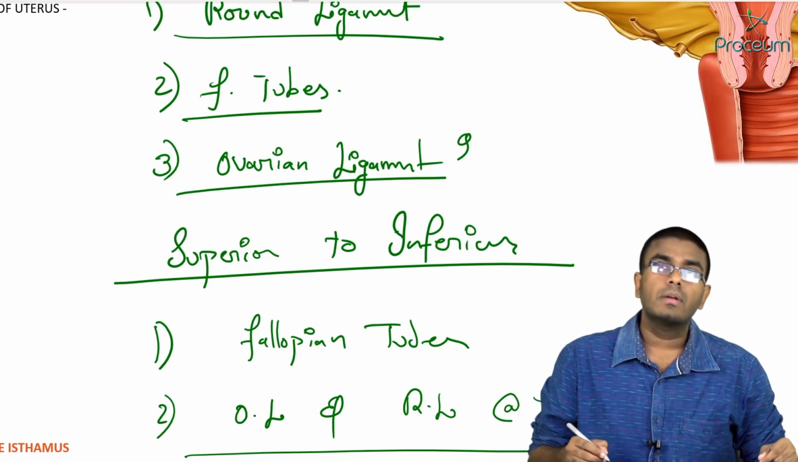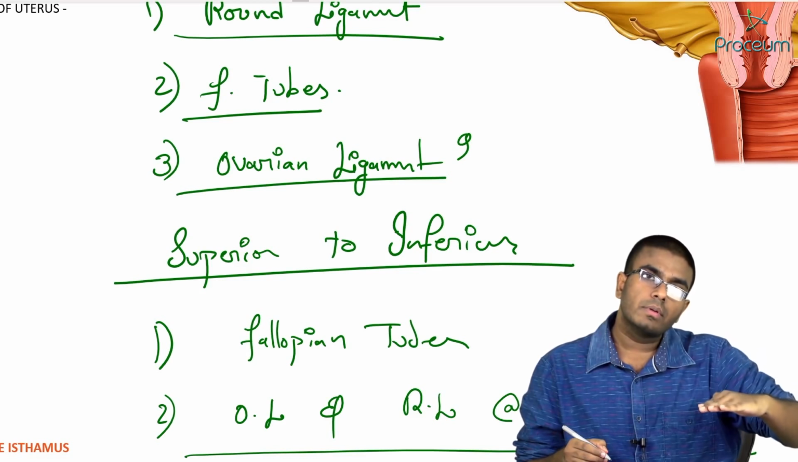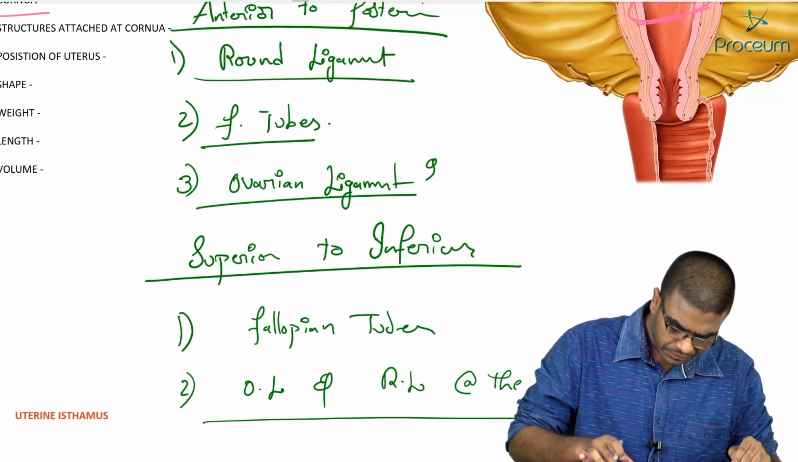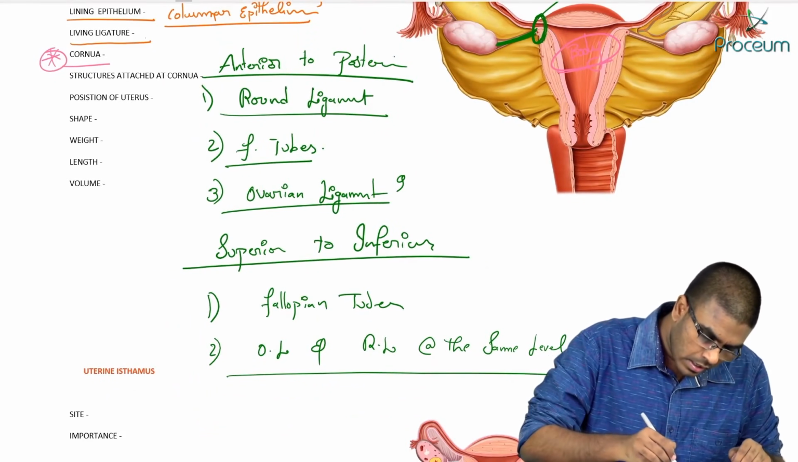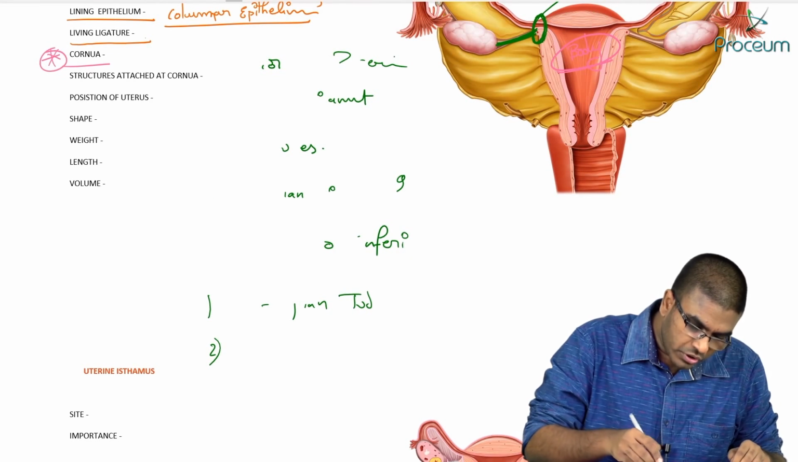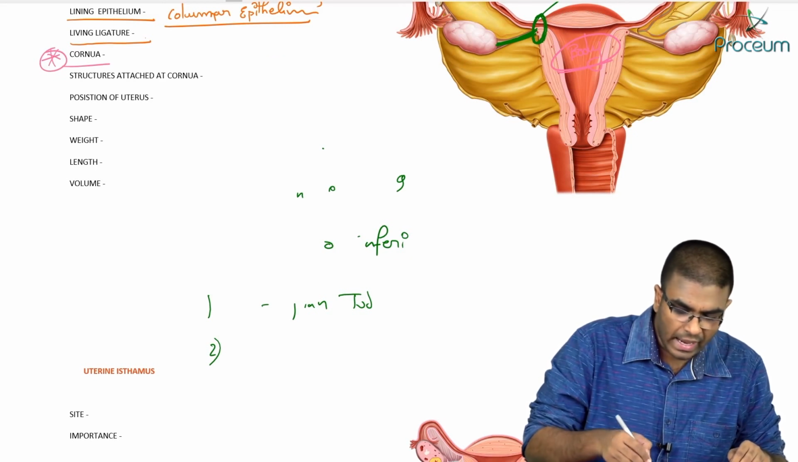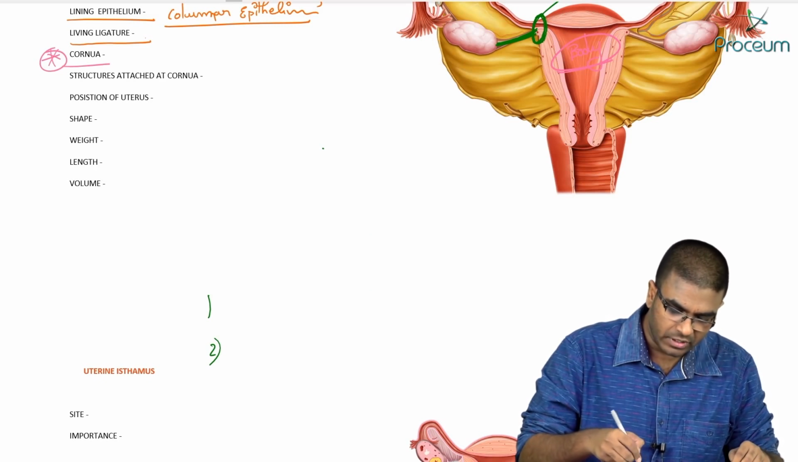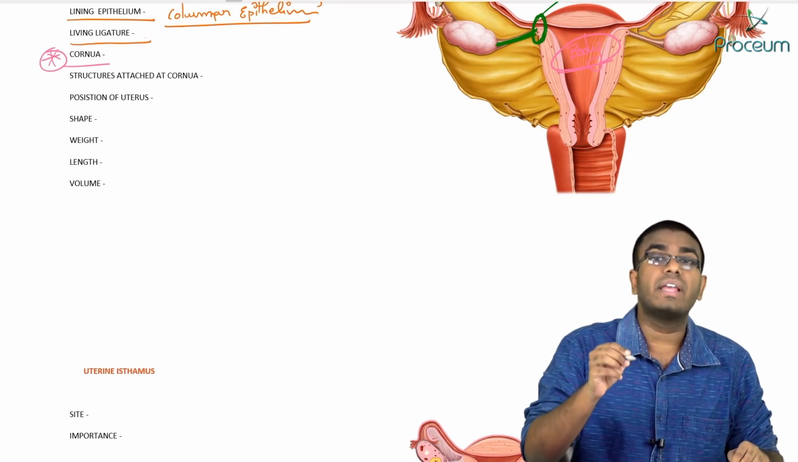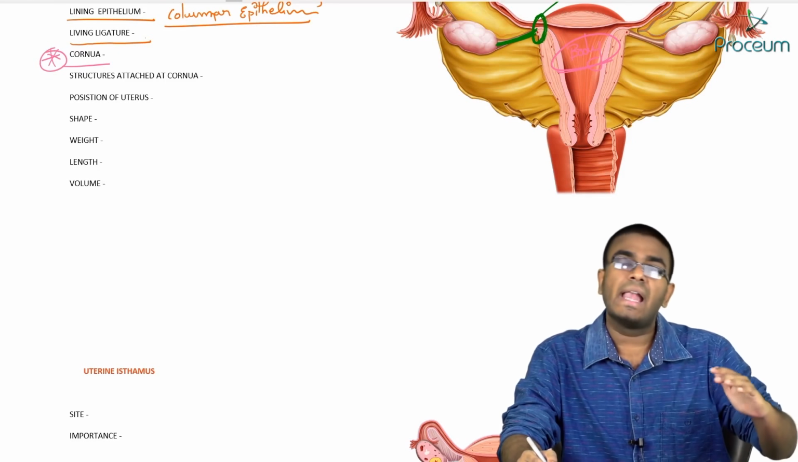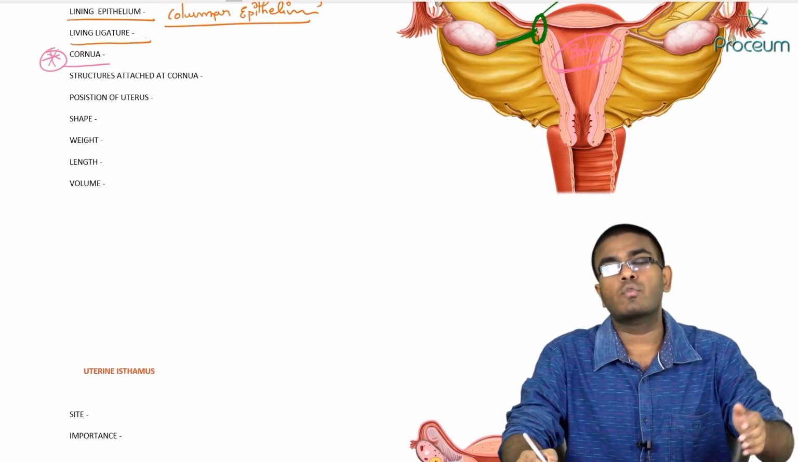Okay, superior most is the fallopian tube; inferiorly, at the same level, the ovarian ligament and round ligament are present. After this, what else do we have to know? Position of the uterus. Guys, I have already discussed that the position of the uterus is anteverted and anteflexed. In the exam they will ask you, is the uterus anteverted, retroverted, anteflexed, retroflexed? These kinds of questions are possible.